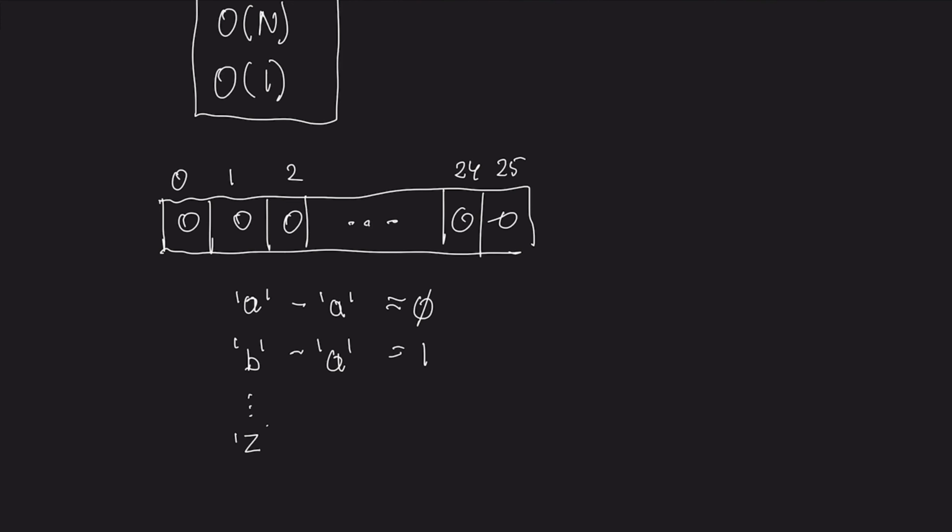For letter Z, we would subtract A and get 25. So the last index in the array would be for counting how many occurrences of letter Z are in the strings. And if you think about it, this array is a special map which maps integer, which is our index, to a value, which is also int. So previously we were mapping from char to int. Now we are mapping from int to int. And everything else is the same.